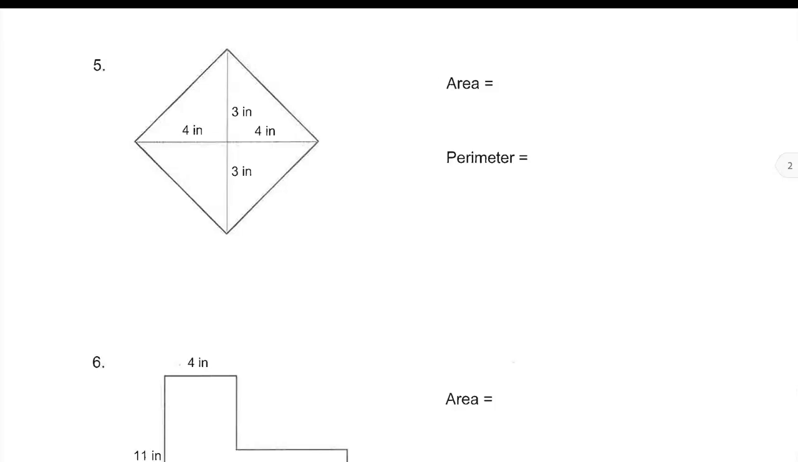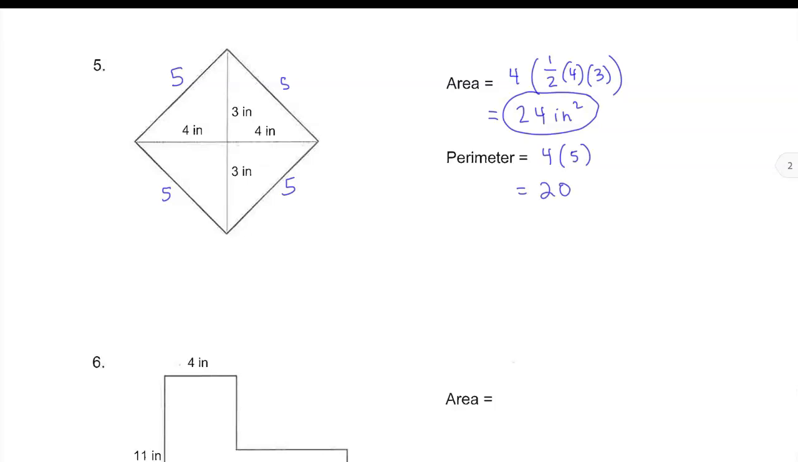The answer to number 5. There are 4 triangles here. They're all 3, 4, 5 triangles. So the area is 4 triangles, and they are each 1/2 a base of 4 and a height of 3. Type that straight into your calculator, and you will get 24 inches squared. The perimeter is 4 times 5, so that's 20 inches.